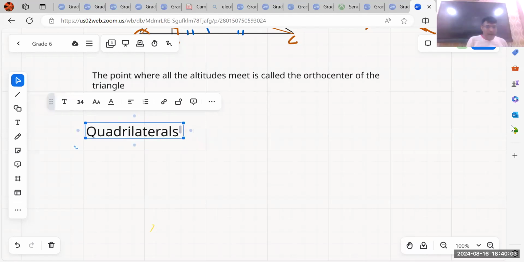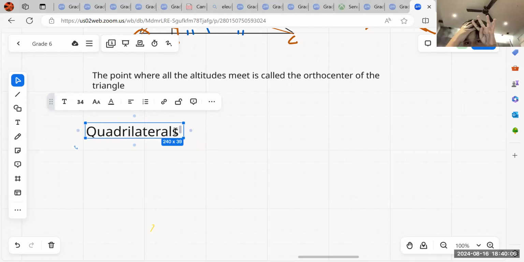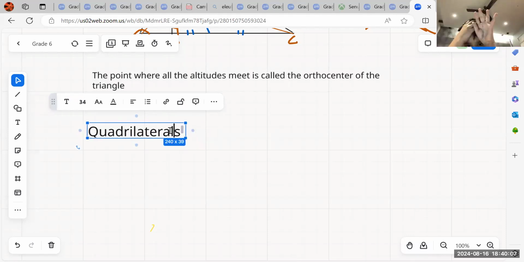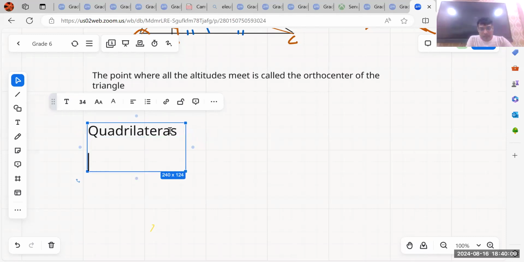So let's study quadrilaterals now. Quadrilaterals have 4 sides, right? We are not going to study anything extra. Quadrilaterals are four-sided polygons.